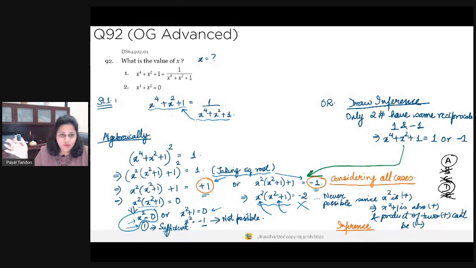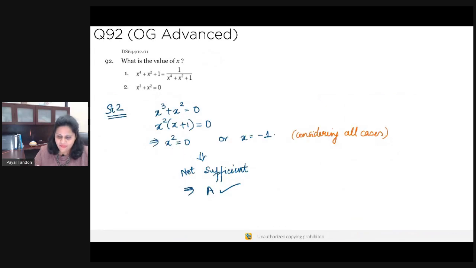So statement 1 is sufficient, which means choices A or D could be correct answers. Now over here, statement 2 is relatively straightforward. x cubed plus x squared is equal to 0. This is what you get. Now x could be 0, or x is equal to -1. Again, not sufficient. Choice A is the correct answer.